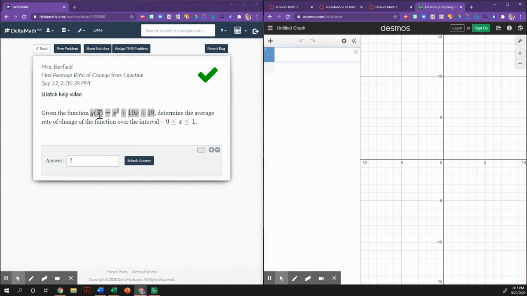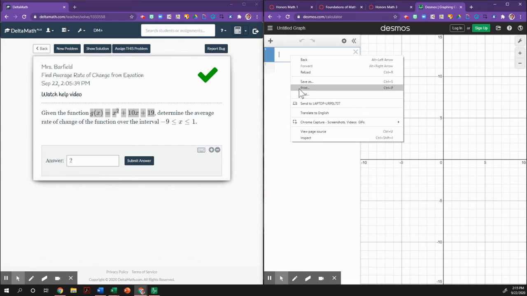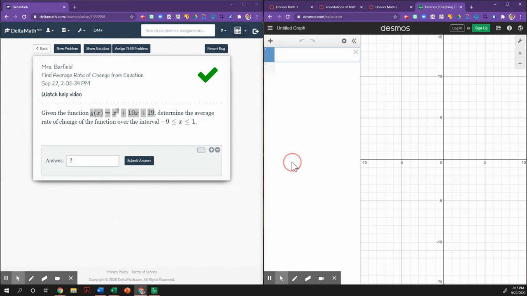And okay, why won't it copy? Let's see, let me try that again. Copy. It does not want to paste for me. All right, so let me type it in. I'm just going to type in y equals instead of g of x.